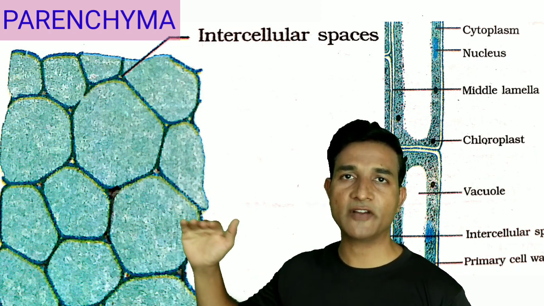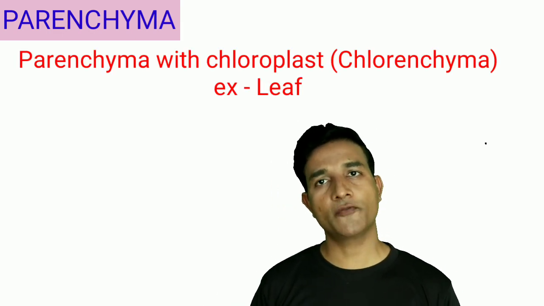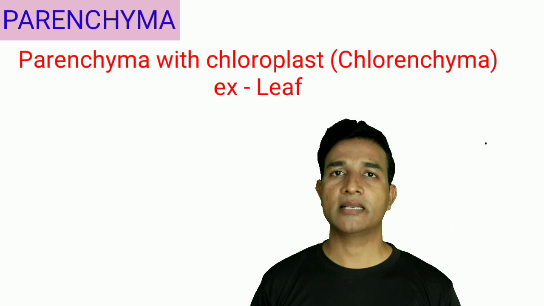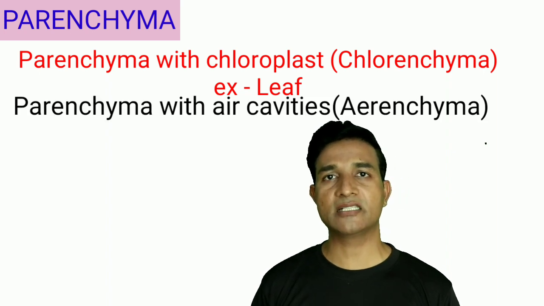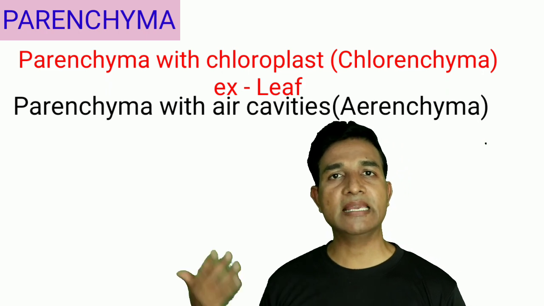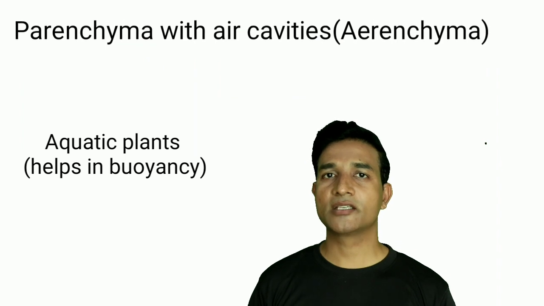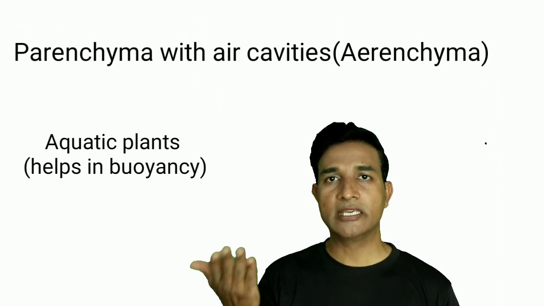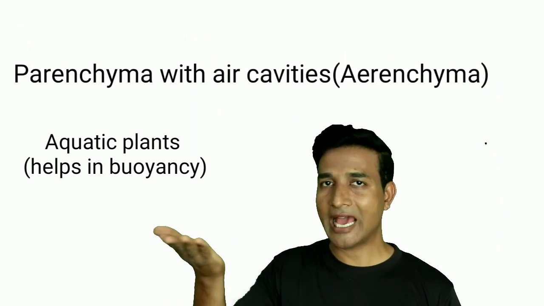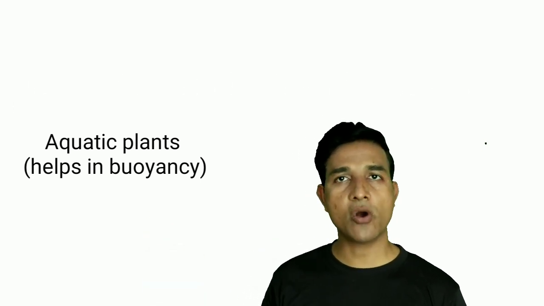The parenchyma is classified into mainly two types. One is parenchyma with chlorophyll, called chlorenchyma, and the parenchyma with air cavities is called aerenchyma. So a chlorenchyma example is the leaf, and in aerenchyma, you can see the aquatic plants have this tissue, which gives buoyancy to the plants and helps them to float on the water surface. The parenchyma also, like in stems and roots, stores nutrients as well as water.